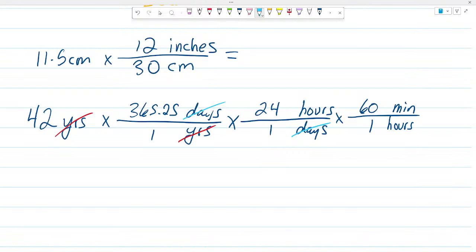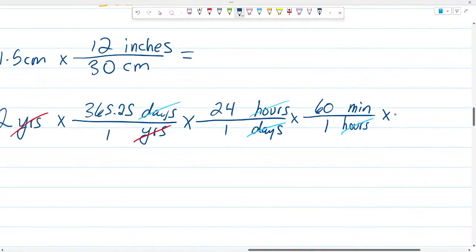Okay. What units cancel now? Hours. What would I know if I did this calculation? How many minutes old I am. But that's not the question. The question is how many seconds. So what do I do again?